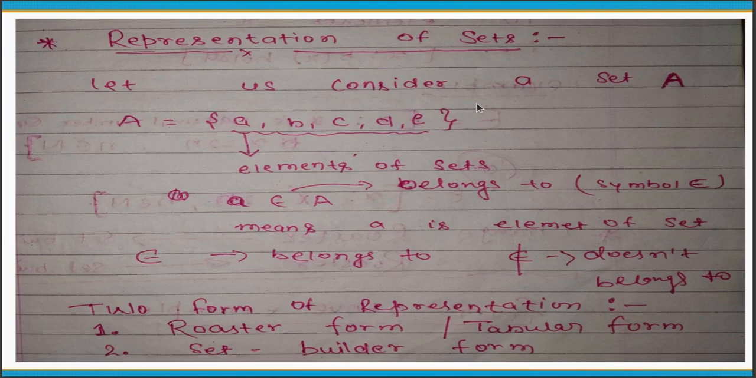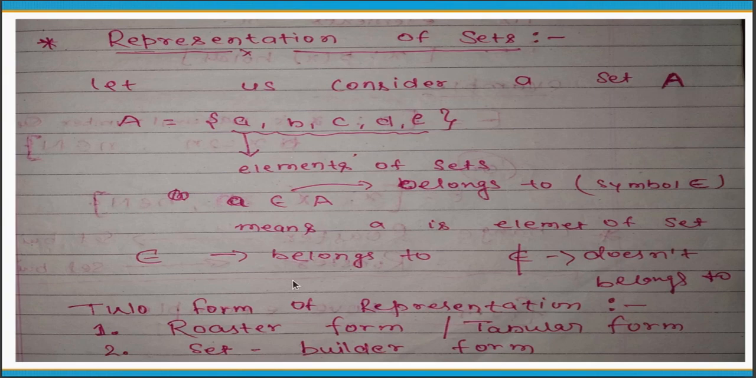Now representation of set. Let us consider a set A. Here set A is written within braces, and A, B, C, D are elements, and each element is separated by a comma, and then the brace closes. Here these are the elements of the set. This is the symbol of belongs to. A belongs to A means A is an element of set A. And this is the symbol of does not belong to.